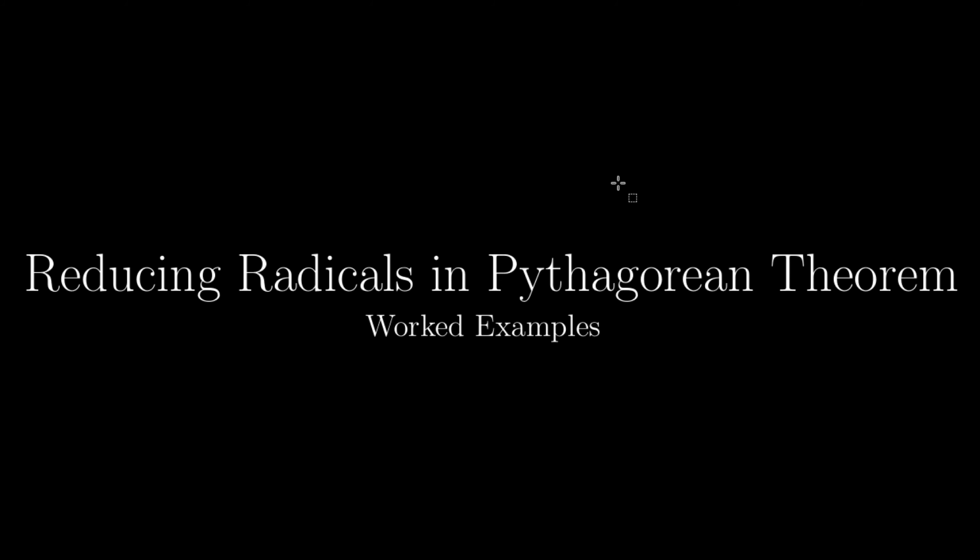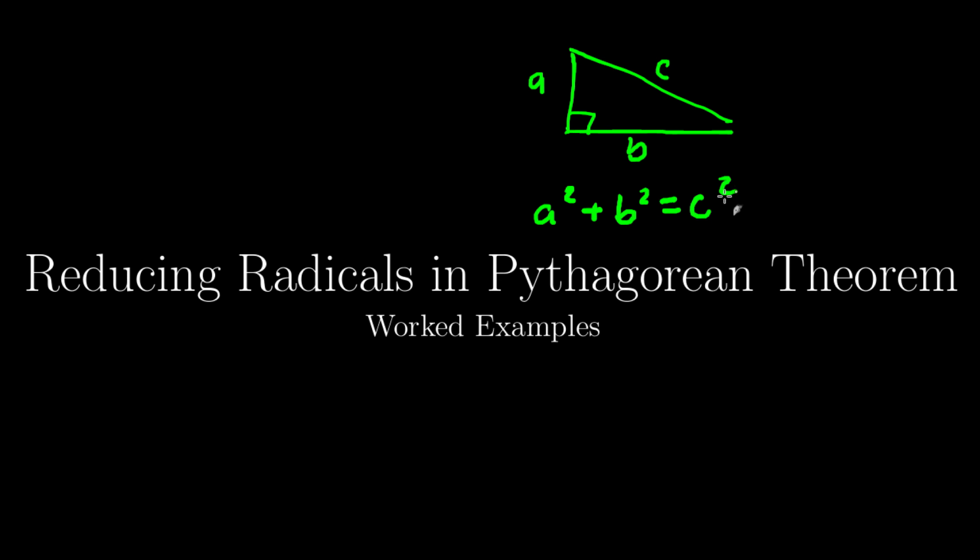Okay, in this video, we're going to look at some examples of solving right triangles, solving for sides of right triangles using Pythagorean theorem, where we'll need to reduce radicals as well. So as a reminder, the Pythagorean theorem, when we're dealing with a right triangle with legs A and B and hypotenuse C, we know that A squared plus B squared equals C squared.